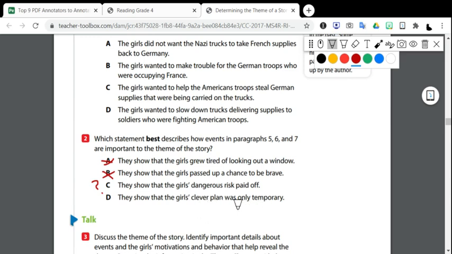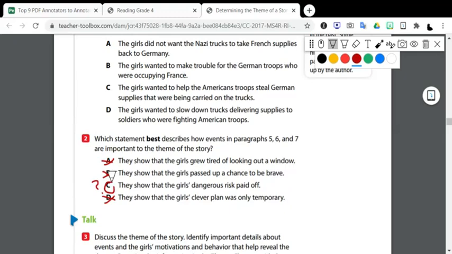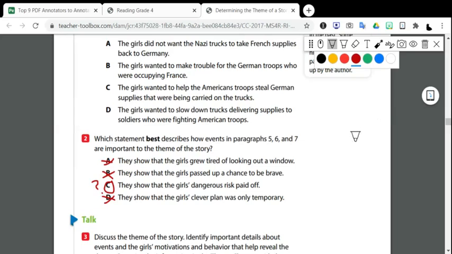So let's go down and see which choice matches that summary I just said about 5, 6, and 7. Which statement best describes how the events in paragraphs 5, 6, and 7 are important to the theme of the story? Get my pencil ready. They show that the girls grew tired of looking out a window. There were no events and no details that indicated the girls were tired of looking out a window. As a matter of fact, I don't know that they were looking out a window at all. I think they were hiding in the bushes.